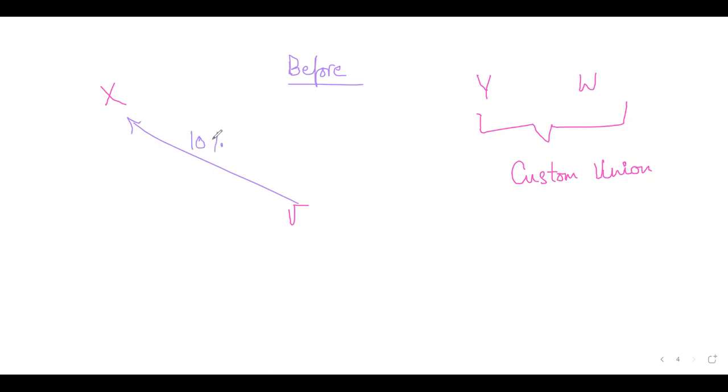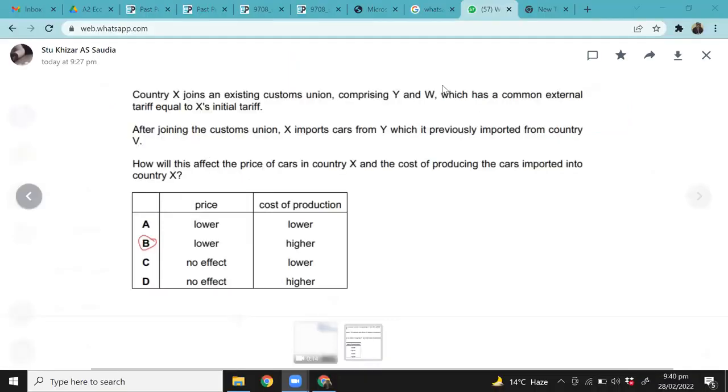Students, are you following me? How do I know this? Have a look at this. Let's look at the wording one more time. It says, which has a common external tariff equal to X initial tariff. So this is the tariff that X has imposed on other countries. Be very careful with the wording, students.